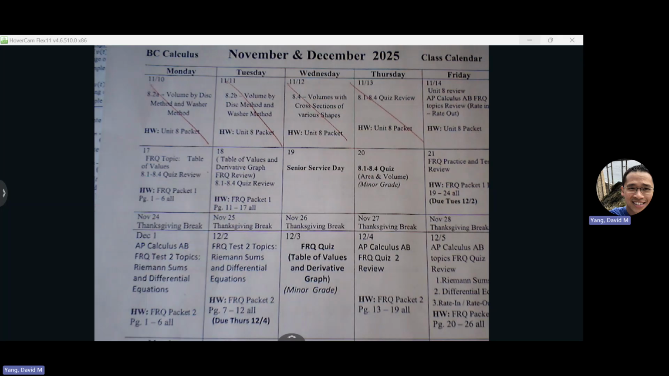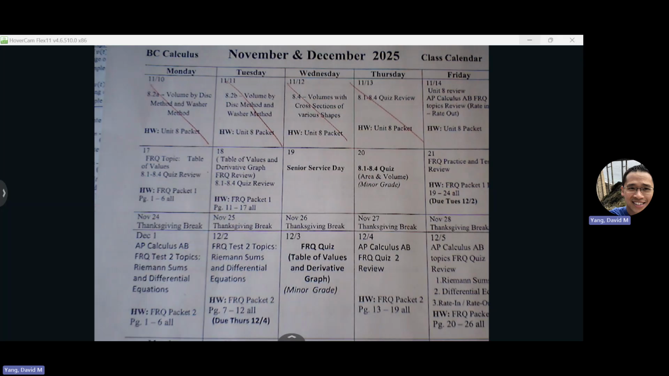Oh, and then you'll get to use your calculators for all the remaining quizzes. So for the quiz on Thursday, you can use your calculator, and for all of these you can use your calculator as well. Okay, no questions? All right.